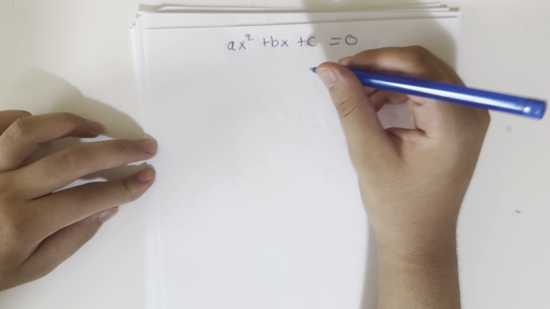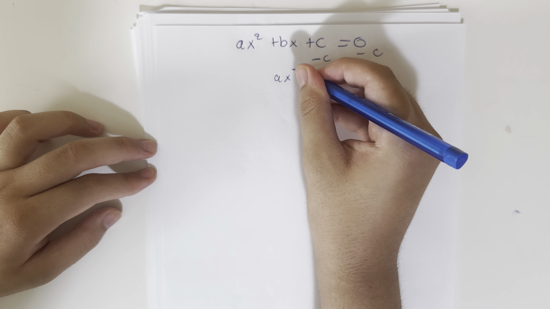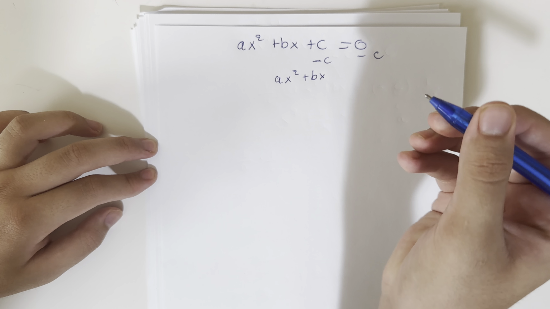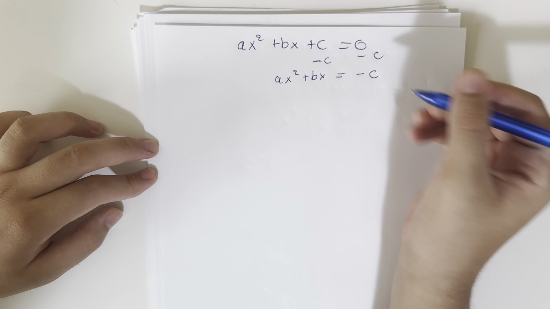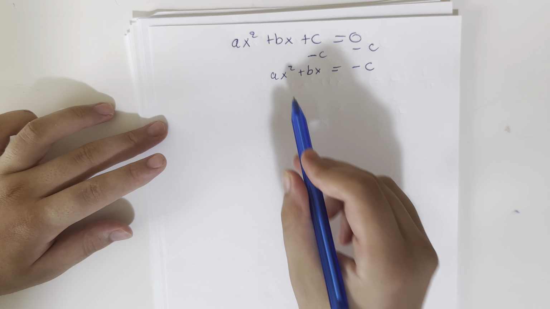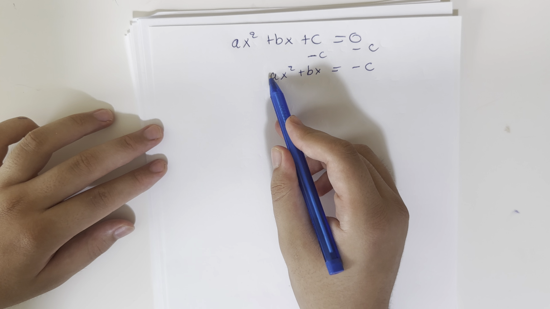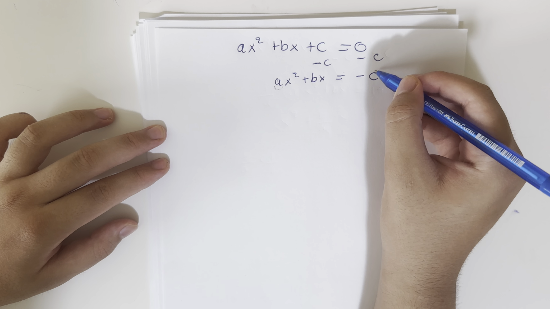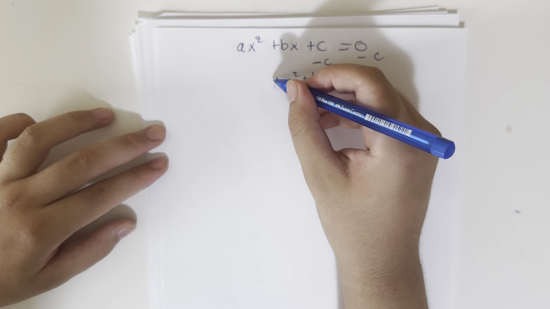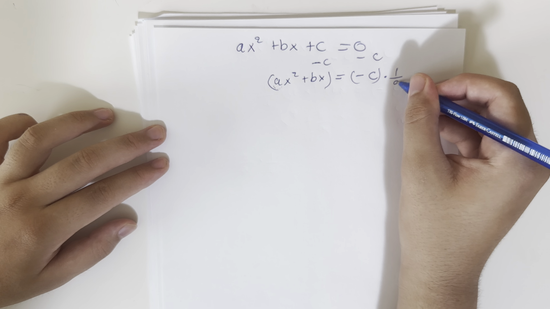So the first thing I'm going to do is subtract c from both sides, which leaves me with ax squared plus bx on the left-hand side and negative c on the right-hand side. Then I'm going to take a look at the coefficient of the x squared term, which in this case is a, and I'm going to divide both sides of the equation by a. So this is equivalent to multiplying by 1 over a.